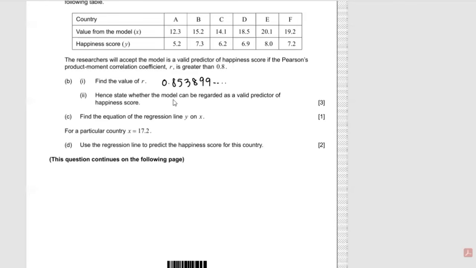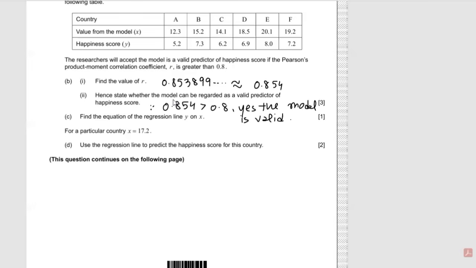0.853899... So approximately you can get 0.854. And since this value is greater than 0.8, they're saying part B2, hence state whether the model can be regarded as a valid predictor of happiness score. So you will say since 0.854 is greater than 0.8, yes, you can say the model is valid, right?